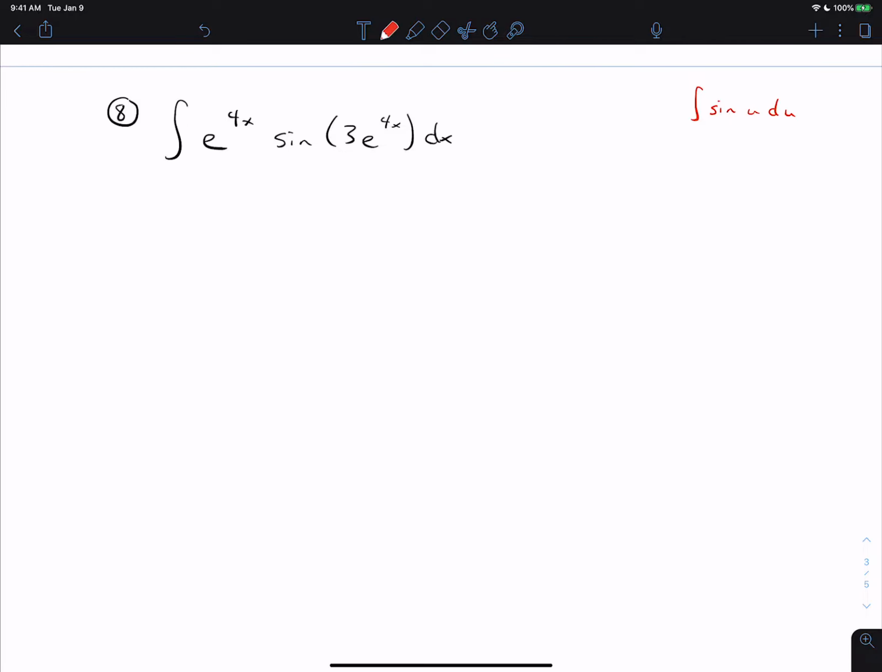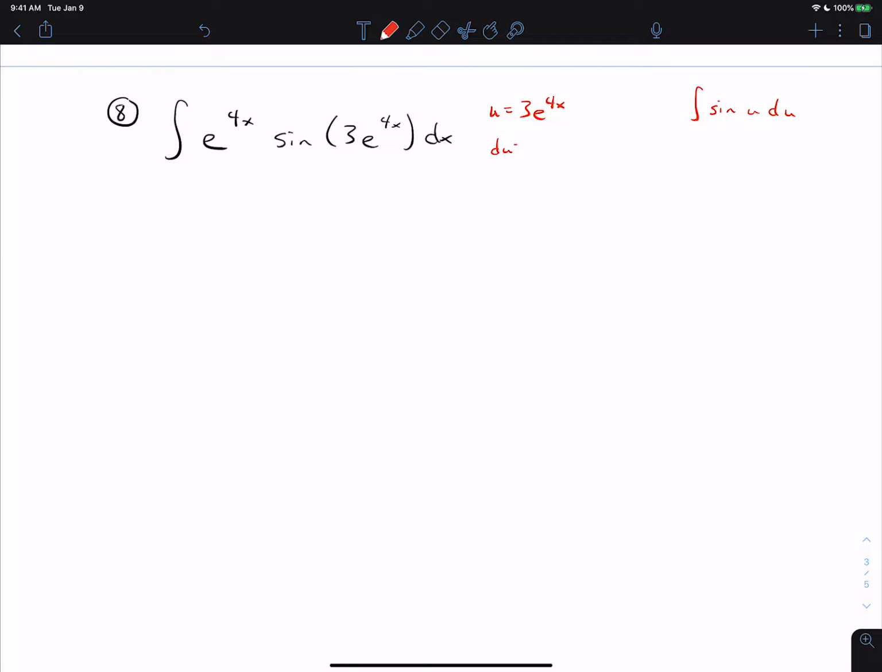It might also be that we would think to match e to the u du. The problem with that is if we're going to match e to the u du, u would be 4x, and then du would be 4, and there's too much extra stuff going on in order to make that work. Here, when we try to match sine u du, u is 3e to the 4x. Du then is 3e to the 4x, but times 4 because of the chain rule. And so du is really 12e to the 4x dx.